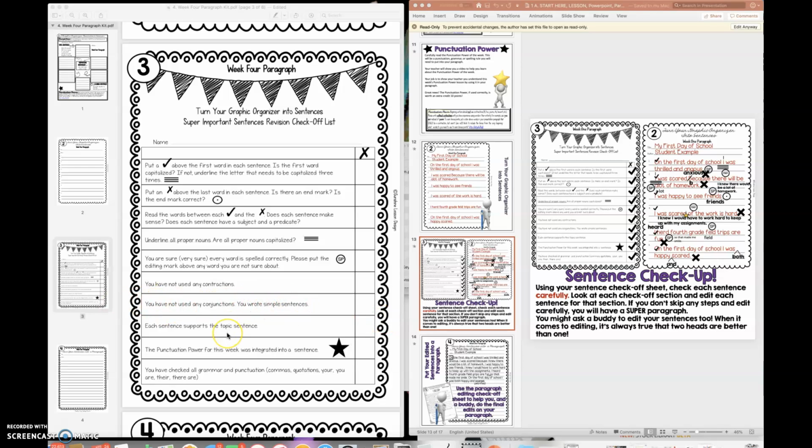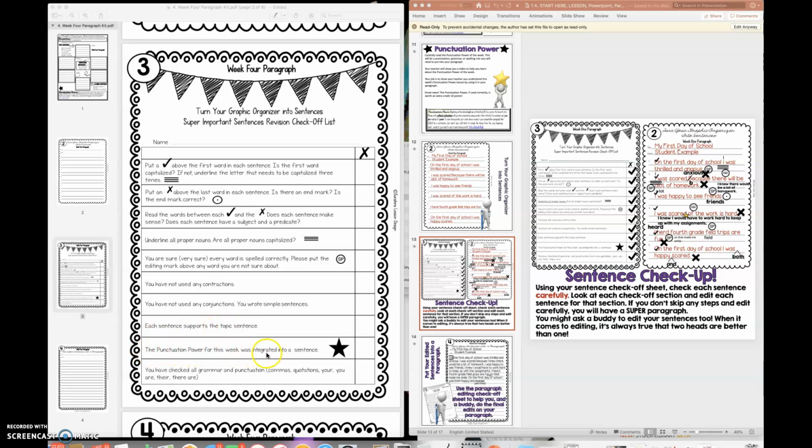This one you can have more complex sentences. Each sentence supports the topic sentence. Remember, the topic sentence should say, winter is my favorite season, or something like that. Then make sure that all four of those sentences support why winter is your favorite season. If you have a sentence about spring that has nothing to do with winter, that does not support your topic sentence. Okay, you're writing about one season.